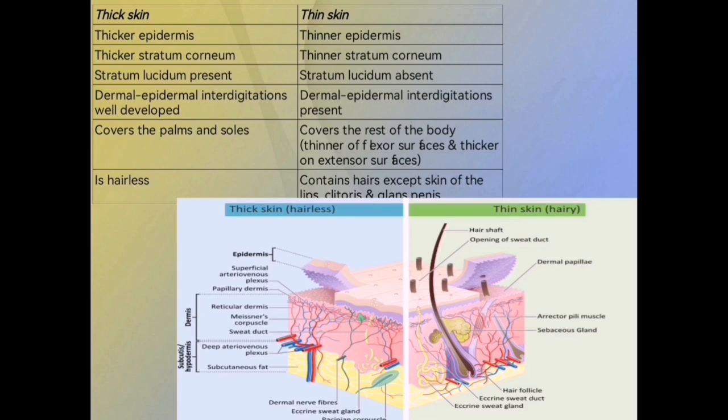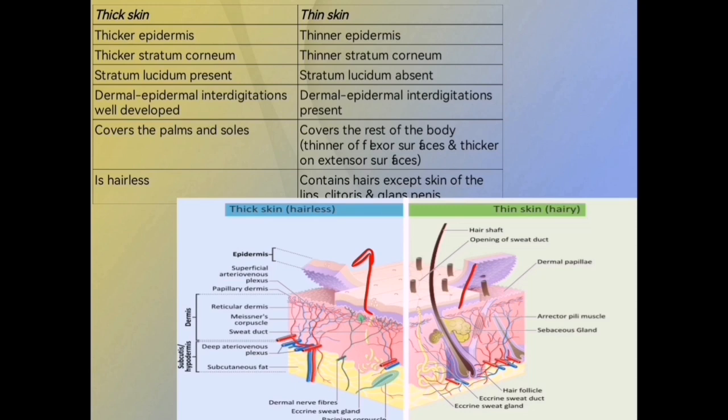If you can see in this picture, this is the epidermis of thick skin, and then this is the epidermis of thin skin. So thick skin has a much thicker epidermis, and there's a thicker stratum corneum, and the stratum lucidum is present in thick skin, whereas in thin skin we have a thinner epidermis, we have a thinner stratum corneum. A stratum lucidum is absent, it's not present.